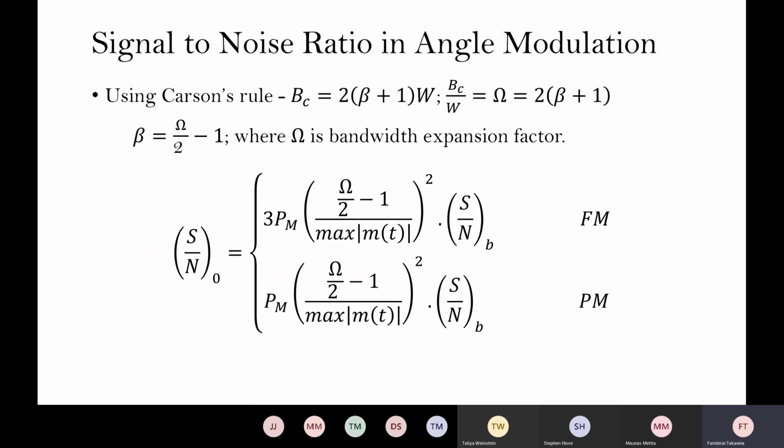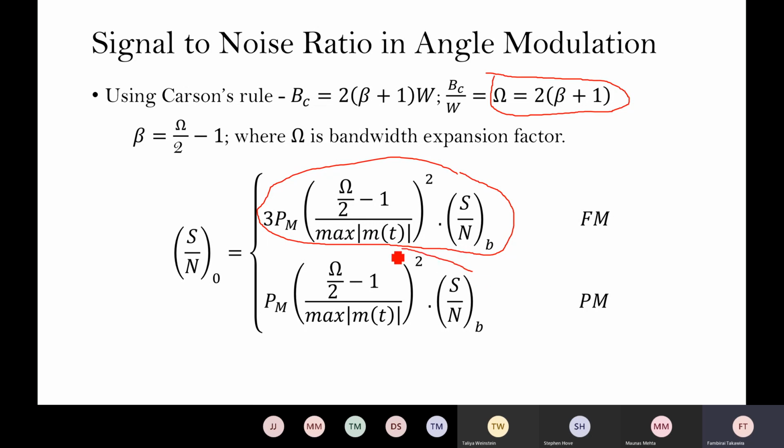You can also find the formula written by eliminating beta and writing it in terms of the bandwidth expansion factor, where the bandwidth expansion factor omega is equal to 2 into beta plus 1. This comes from Carson's rule, remember, for the bandwidth. Then if we write omega as 2 into beta plus 1, we can correspondingly write the same expression for the signal to noise ratio for FM in that form, and the signal to noise ratio for PM in this form.